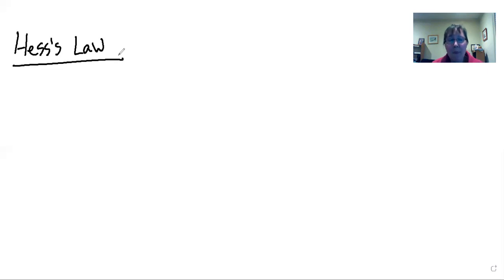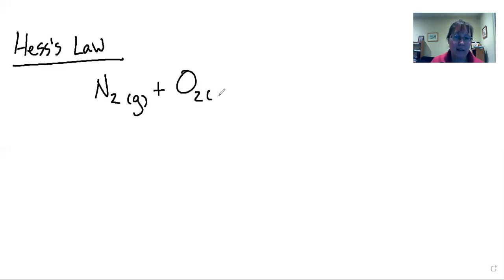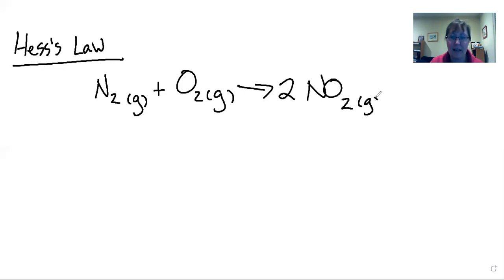Okay, for Hess's law, what we're doing is we're taking a series of equations and we're adding them together to get a final equation. So let's look at a really simple Hess's law problem. First of all, we have an overall reaction that is nitrogen gas plus oxygen gas yields 2 moles of nitrogen dioxide gas. And if we do this in one step, our delta H value for the reaction is 68 kilojoules.